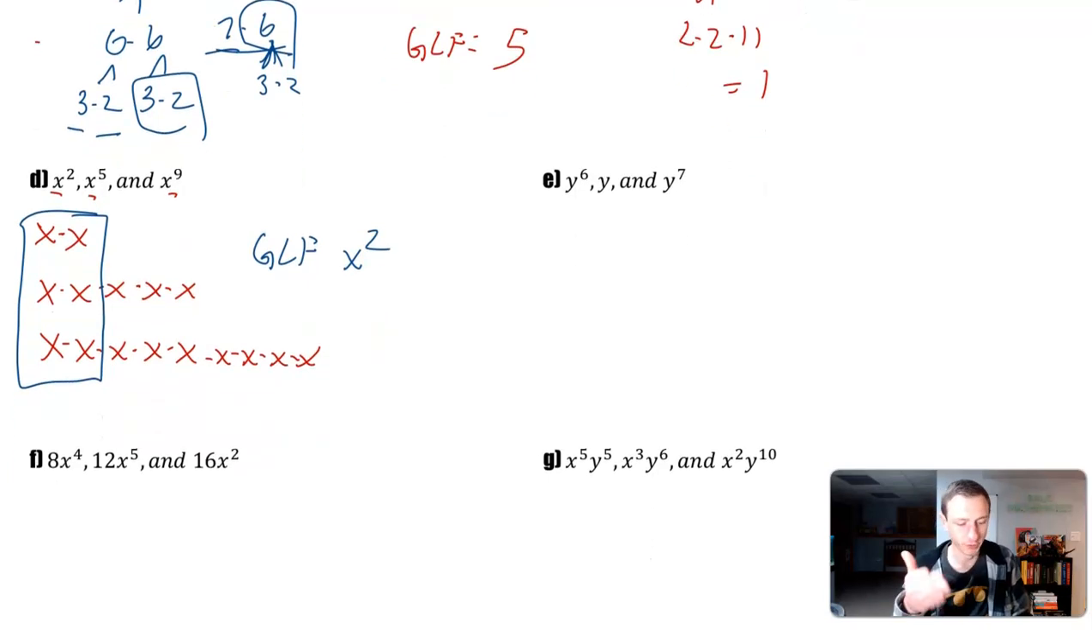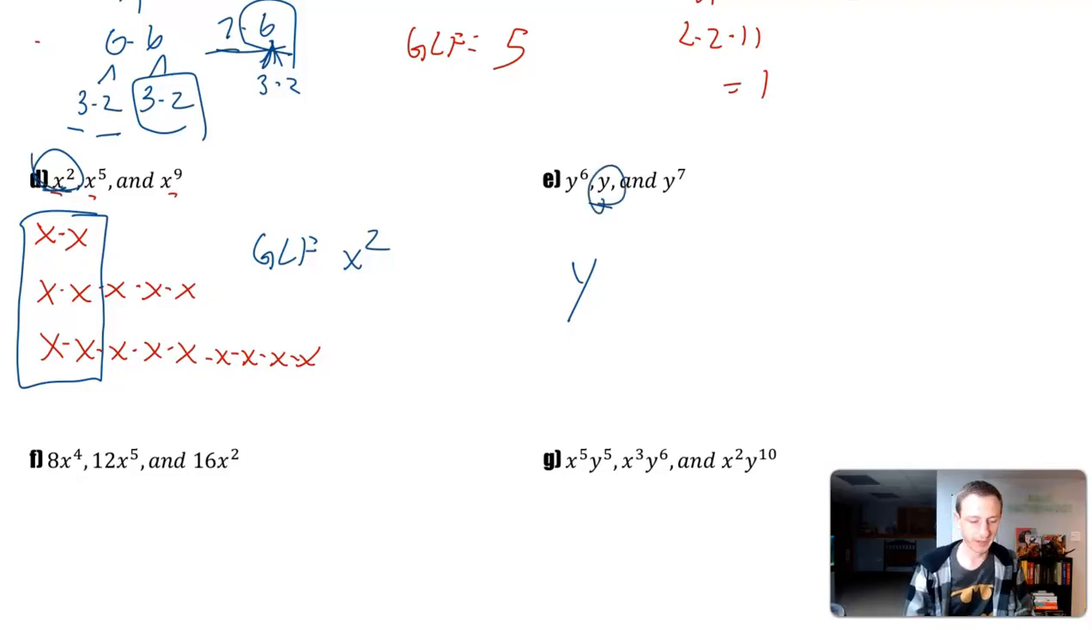Then letter E, you do the same thing. Y to the 6th. If you want to write it out 6 times, write out y. Y to the 7th 7 times. But what you'll notice here is that this is y. So they all have only a y in common. I don't even need to do anything. You're just looking for that term that they all have.